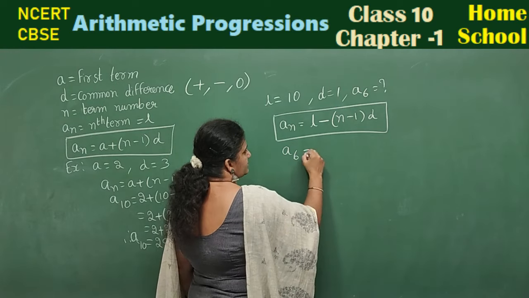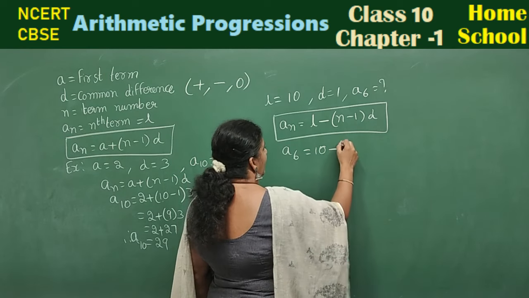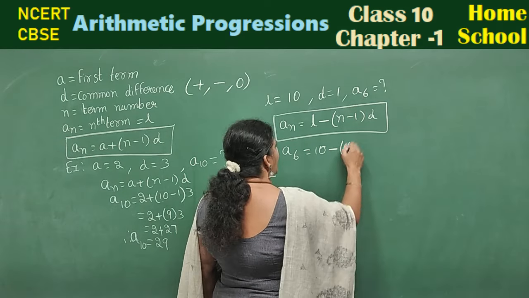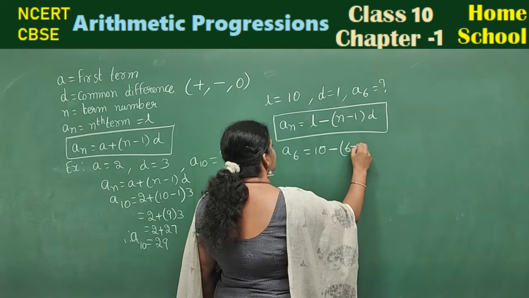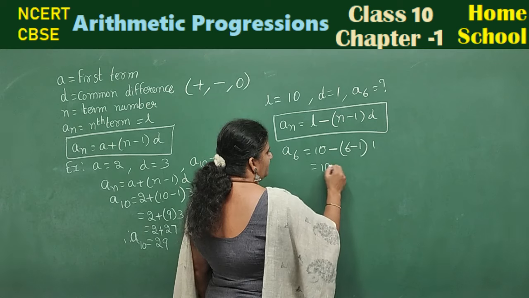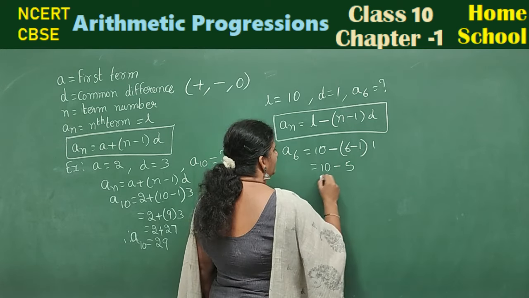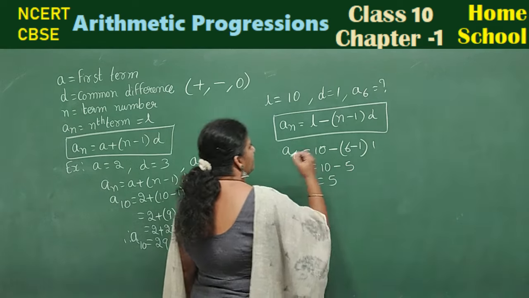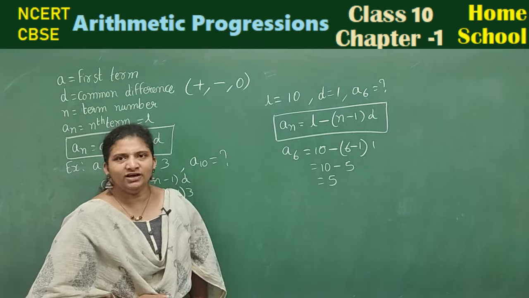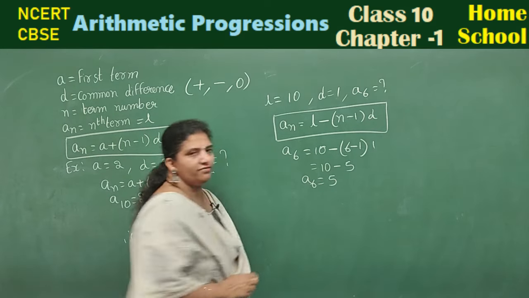A6 is equal to L, whose value is 10, minus n minus 1, where n value is 6, into d, whose value is 1. 10 minus, 6 minus 1 will be 5, 5 into 1 is 5. 10 minus 5 will be 5. 5 is your answer. Therefore, the sixth term is 5.